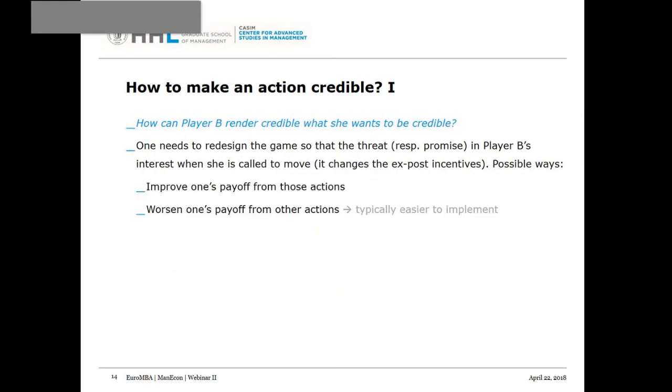Logically, there are just 2 possible options. You either improve the payoffs from taking this action. So if you think about the threat game, you can think of increasing the payoff from fighting, or you can worsen the payoff from other actions. And in the typical case, if you think about market interaction, it's much more difficult to improve the payoff. So it's much easier to decrease the payoff. So this is what would usually be done. You can worsen the payoff.